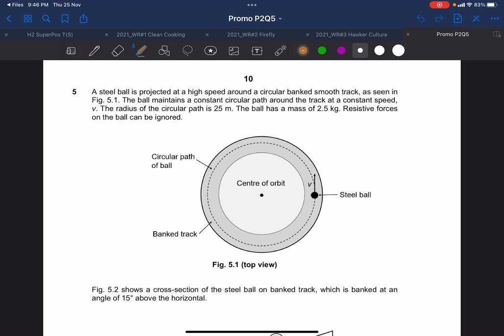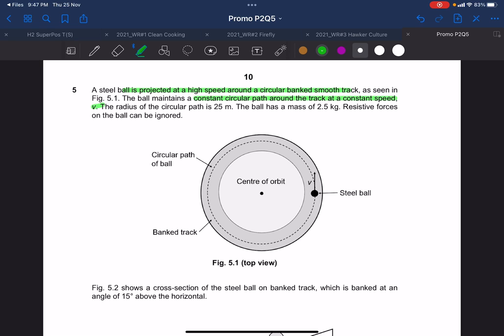We have a steel ball projected at high speed around a circular banked smooth track as seen in figure 5.1. It maintains a constant circular path on the track at a constant speed of v. Okay, radius is 25 meters. Mass of the ball is 2.5 kg. Resistive forces can be ignored.